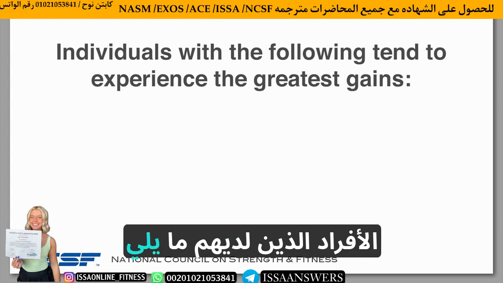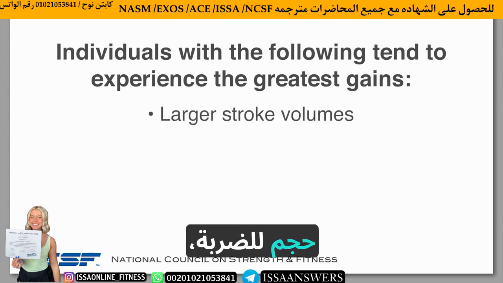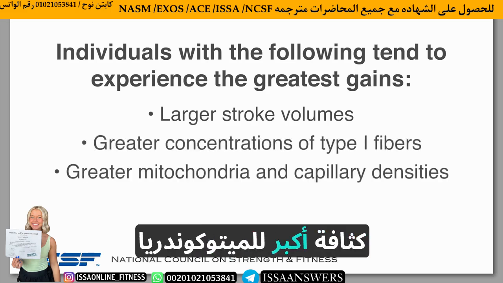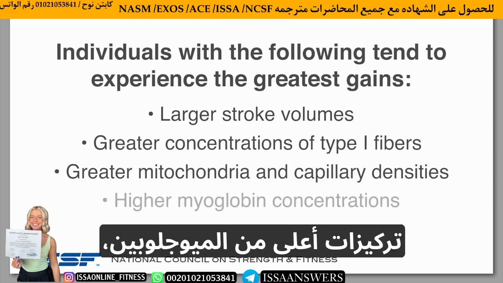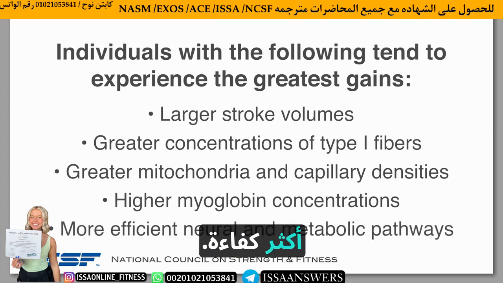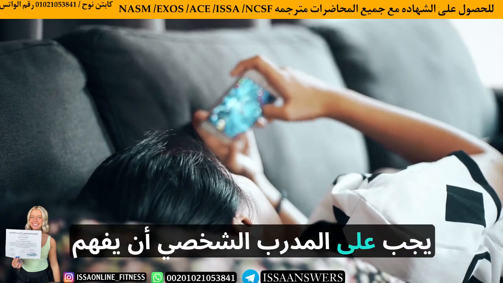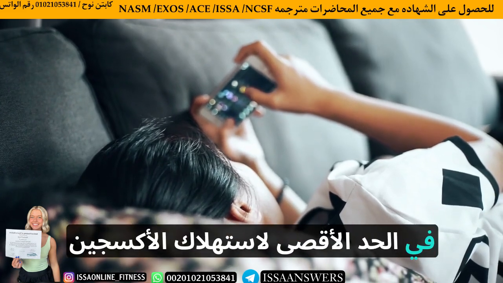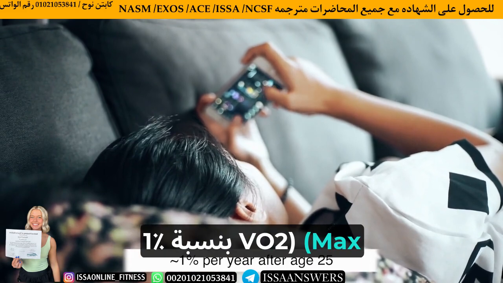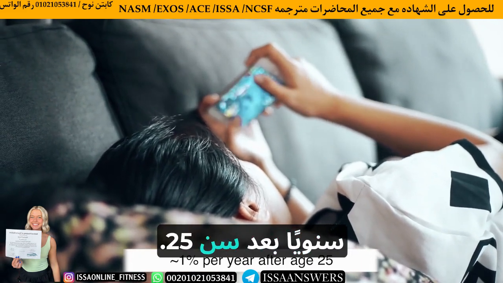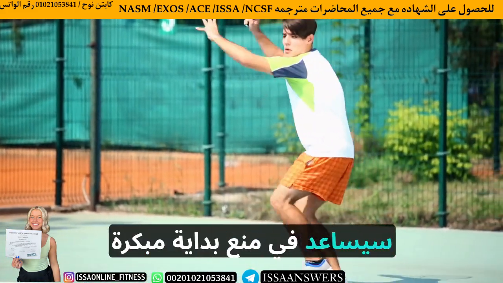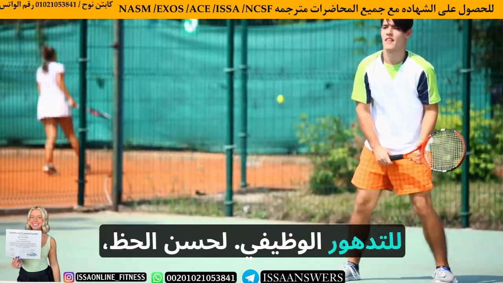Individuals with the following tend to experience the greatest gains: larger stroke volumes, greater concentrations of type 1 fibers, greater mitochondria and capillary densities, higher myoglobin concentrations, and more efficient neural and metabolic pathways. As it relates to age, the personal trainer should understand that healthy sedentary adults experience a decline in their VO2 max by 1% per year after age 25. This means attaining a higher level of aerobic fitness during youth will help prevent an early onset of functional decline.